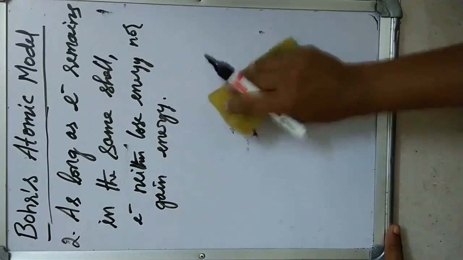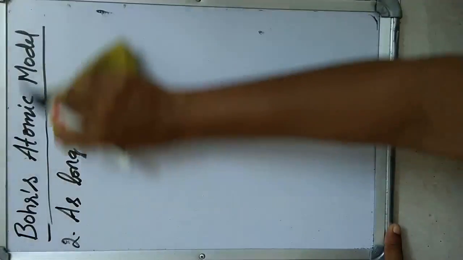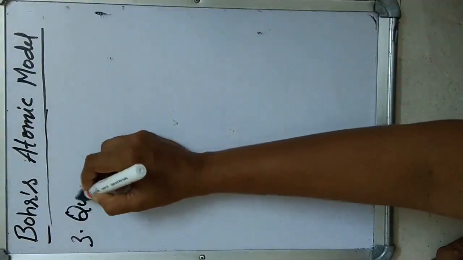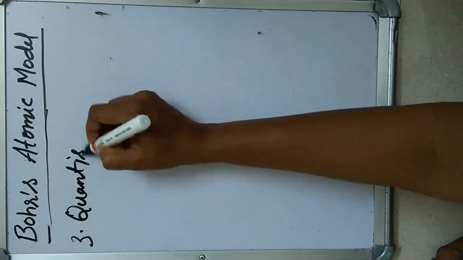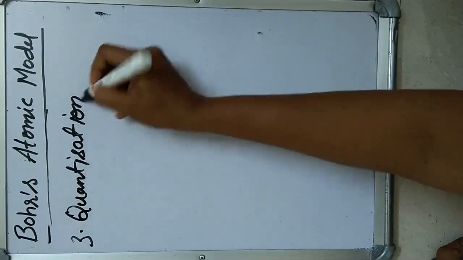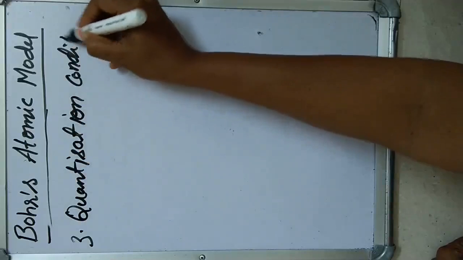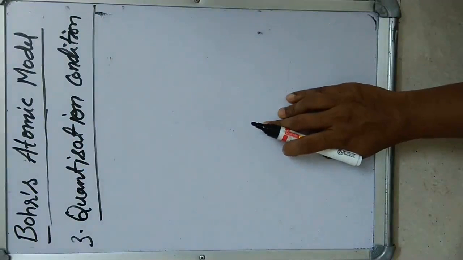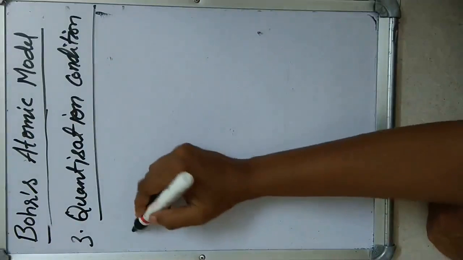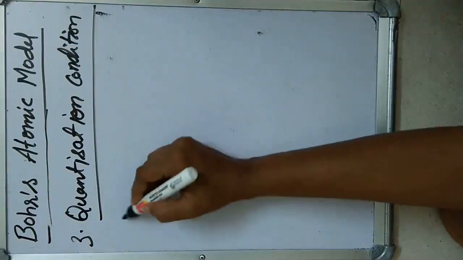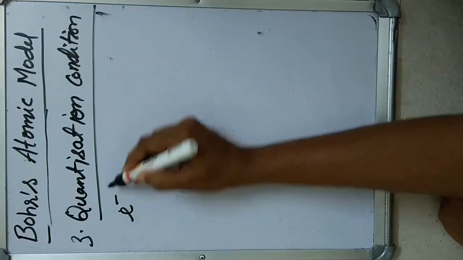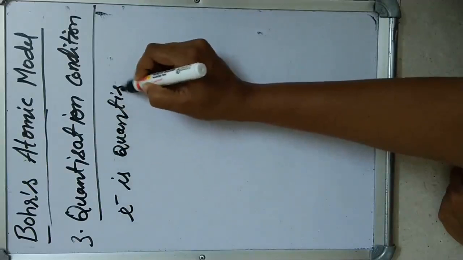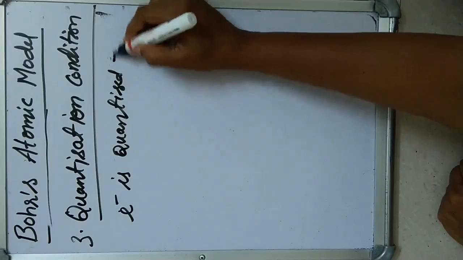Now, what is the meaning of the third point? That is the quantization condition. Actually, this word is not there in the textbook. What is the meaning of quantization? Quantization means here the electron is quantized. That means available in a fixed amount.